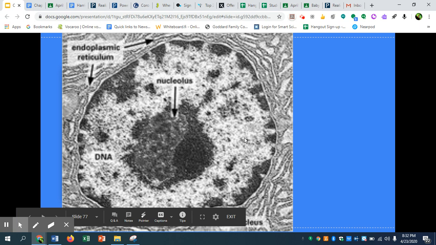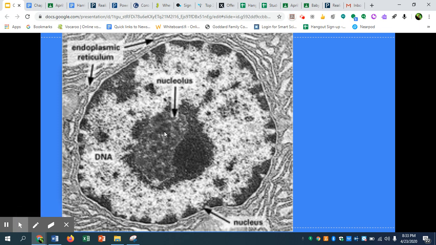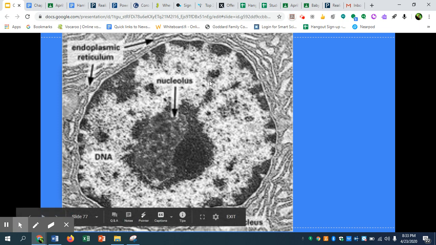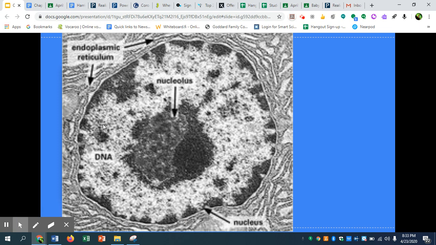Okay, so this is the nucleus itself. This is the nucleolus in here. Now, something we didn't talk about yet is the DNA. All this white material is the DNA, okay? And that's also located inside the nucleus. And the DNA, this is why the nucleus is the brain of the cell, because the DNA codes the cells and tells them what to do.